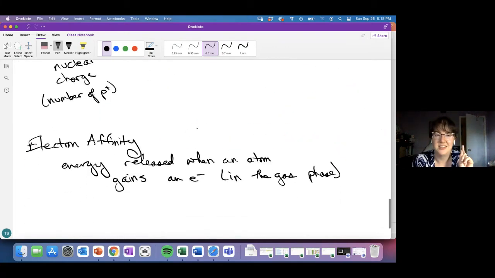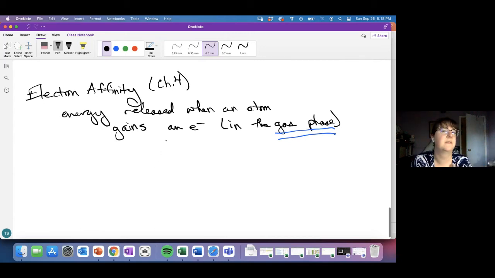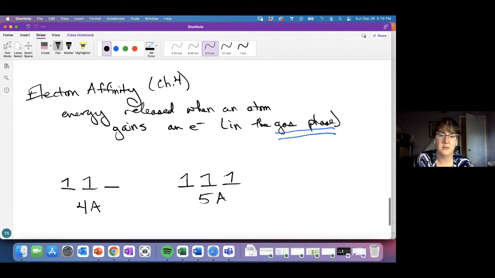But electron affinity, this is in the gas phase. So this is not electronegativity. This is electron affinity. This is still in chapter 4. And this is going to have a similar variation in that P block. But in this case, what's going to happen is we're actually going to worry about groups 4A and 5A. So 4A, 2, 5A, there's 3.